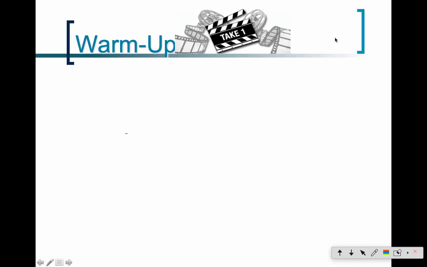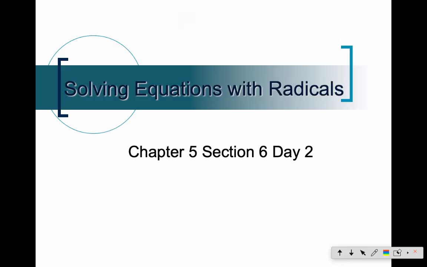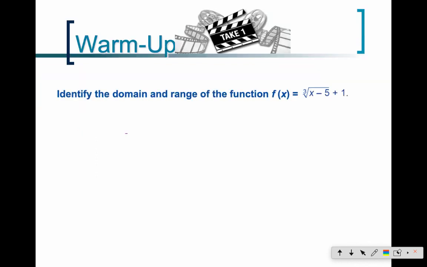Okay, chapter 5, section 6, day 2. Starting off with the domain and the range of these cube roots, I just want to talk a little bit about cube roots.